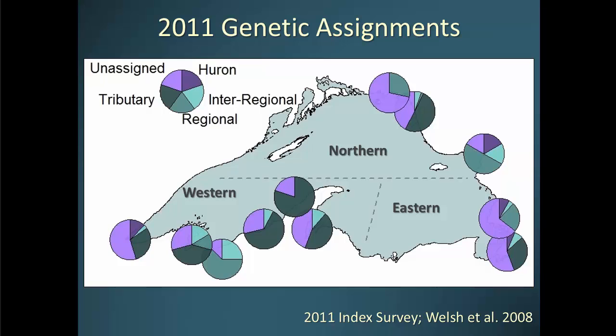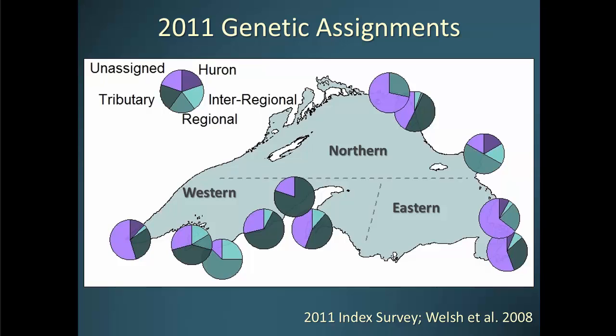And then the green shades. The first category I've got is tributary, in dark green, and this refers to fish that were caught at the mouth of one tributary and genetically assigned back to that same tributary. The regional category describes fish that were caught at one location but assigned to a different tributary within that region. And the interregional category, the lightest green, refers to fish that were caught at one location but assigned back to a source population in a totally different region.